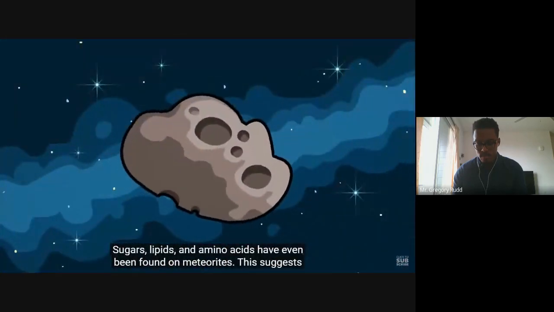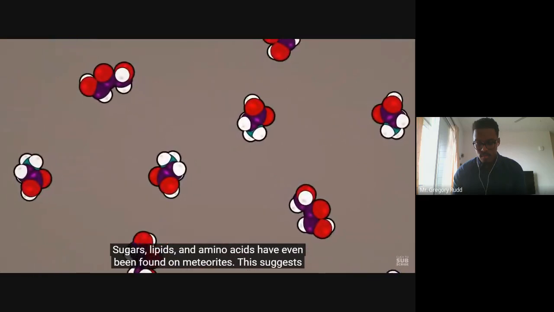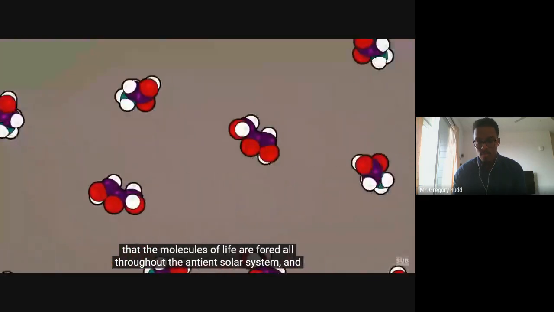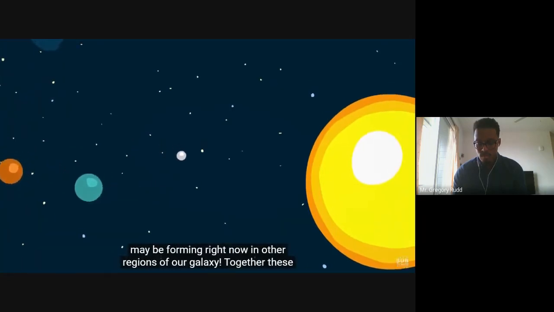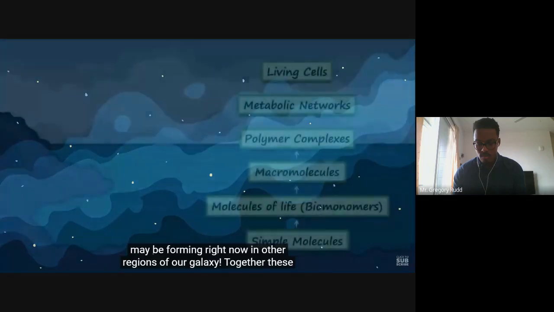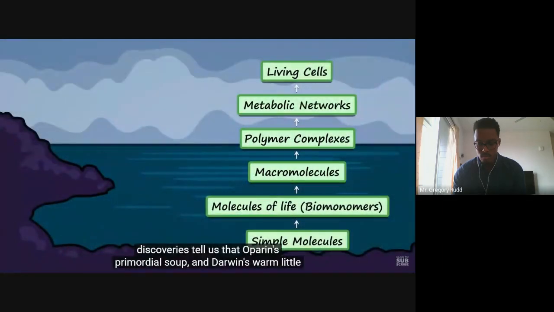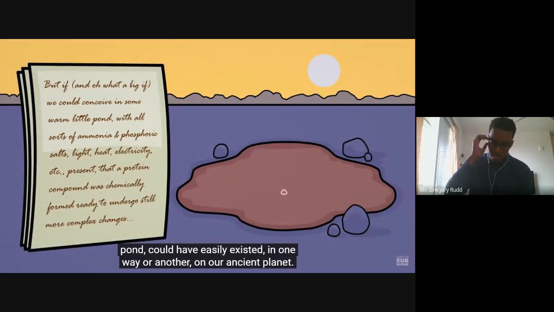Sugars, lipids, and amino acids have even been found on meteorites. This suggests that the molecules of life formed all throughout the ancient solar system and may be forming right now in other regions of our galaxy. Together, these discoveries tell us that Oparin's primordial soup and Darwin's warm little pond could have easily existed in one way or another on our ancient planet.